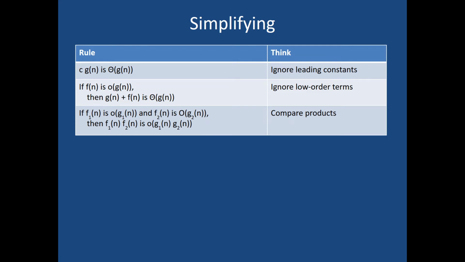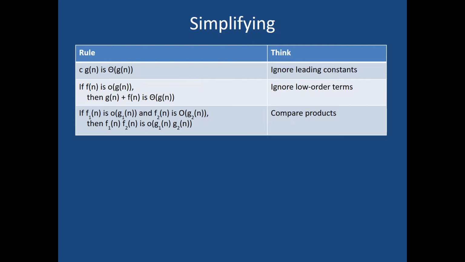Now, a rule of thumb: let's say you do an exact analysis and you end up with a complicated expression, you want to simplify it. You don't want to say it's O of 3n squared plus 5n minus 2. What you need to remember is that you can ignore leading constants. So if you're trying to figure out whether 10n squared is O of n squared, the answer is yes, because you can ignore leading constants. You can ignore low order terms, and that's where the domination comes from. If you have g of n plus f of n, and g of n dominates f of n, you can just throw the f of n away and say it's O of g of n.